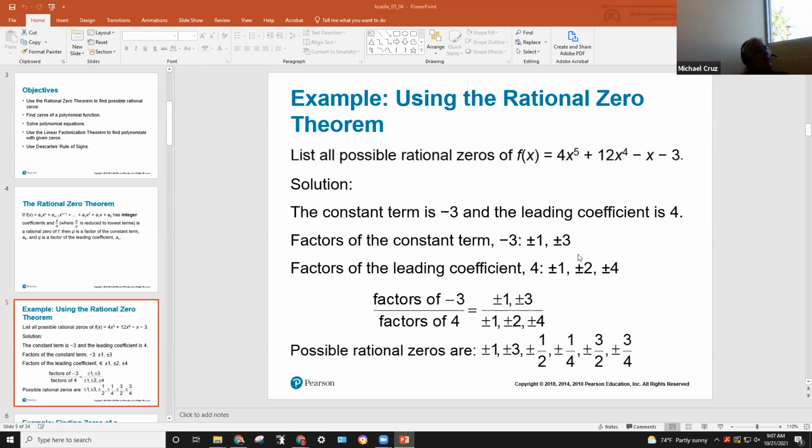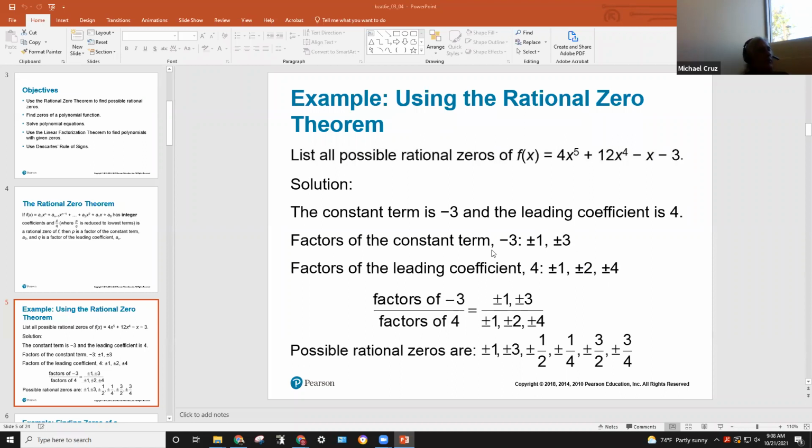Now, negative 3 is going to have plus or minus 1 and plus or minus 3. You're always going to throw in both signs, okay? So that gives us 4 terms that are factors of that constant there. And then the leading term is 4, so it's going to have plus or minus 1, plus or minus 2, and plus or minus 4.